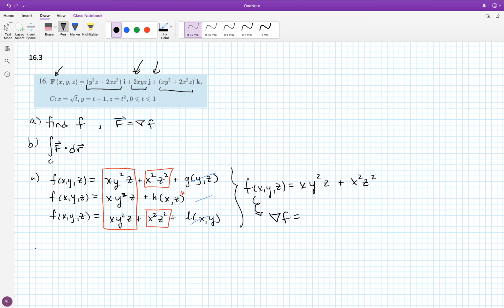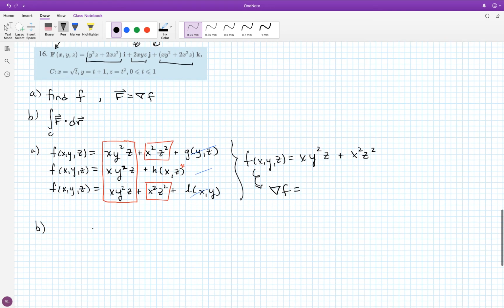Okay, so now we can very easily compute the line integral of this vector field knowing its potential function. So the line integral of F dot dr is simply the potential function evaluated at the ending point of the curve minus the potential function evaluated at the starting point of the curve.